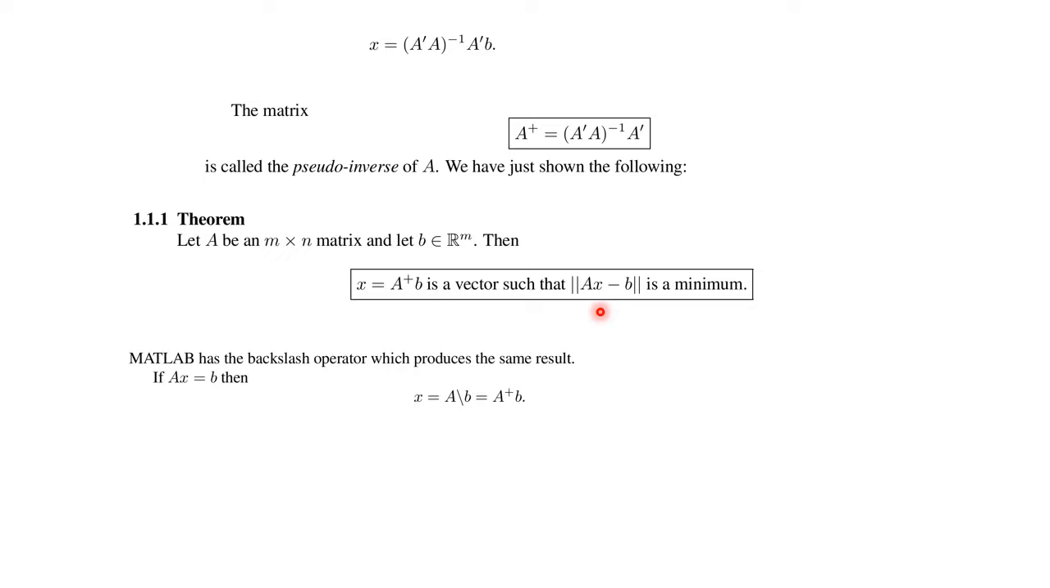And MATLAB has got a very convenient operator, this backslash operator. If Ax equals b, then you can get x by taking A backslash b. Just think of it as if you're dividing by A on both sides. You're not really doing that, but that's the way you're thinking of it. Ax equals b, then A backslash b gives you x. So that's a MATLAB operator, A backslash b. It just means pseudo inverse of A times b.